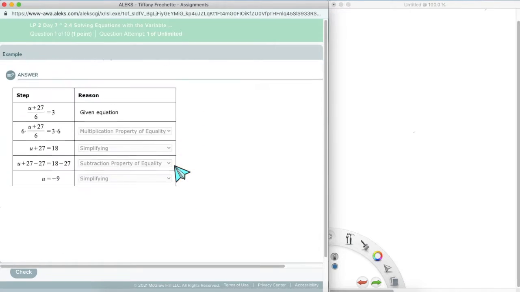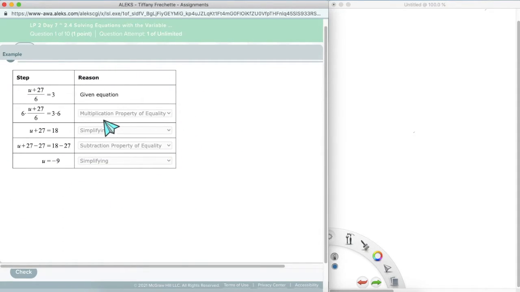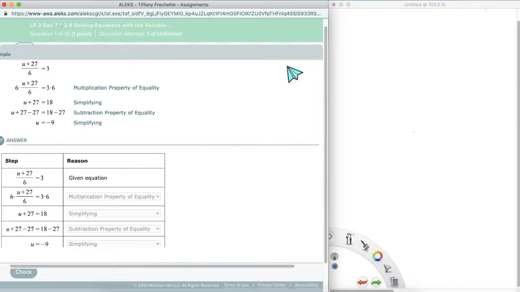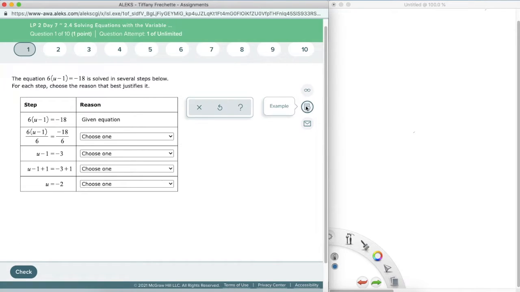So once we're ready and we say, okay, I understand, they want me to pick the correct one in the drop-down menu, and you can see some of these are simplification, meaning they're showing the property happening, and then they went ahead and actually completed the property. 6 divided by 6 cancels. 3 times 6 is 18. So all they did was simplify that property. So we click simplifying there. I can close that. If I want another example, I can click on example, or I can also message my teacher with this question attached.